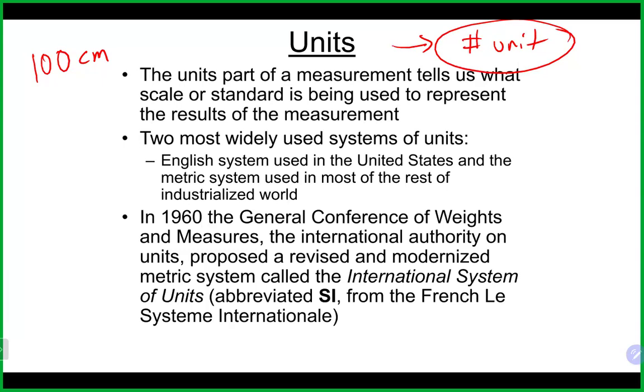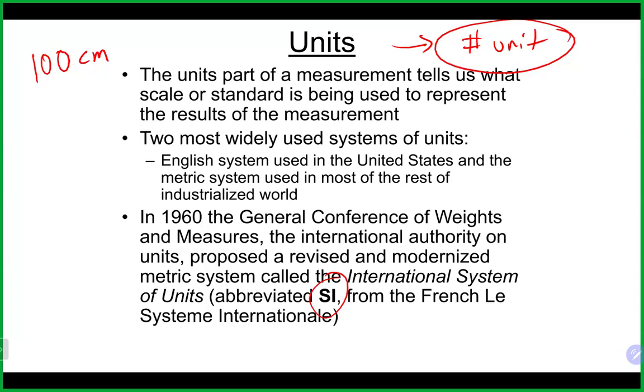So around 1960, they had a conference on weights and measures. Sounds fun-ish, I guess. And they came up with a standardized system of units, sometimes referred to as the International System of Units. The shorthand for that is the SI units. And a lot of times in chemistry or in the sciences, we use the SI units. For all intents and purposes, the SI units are based off the metric system.